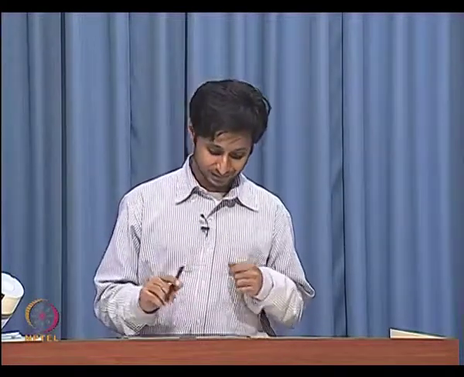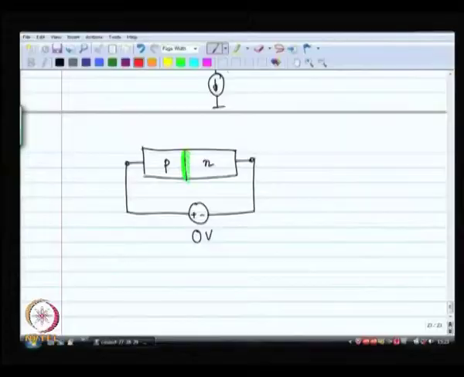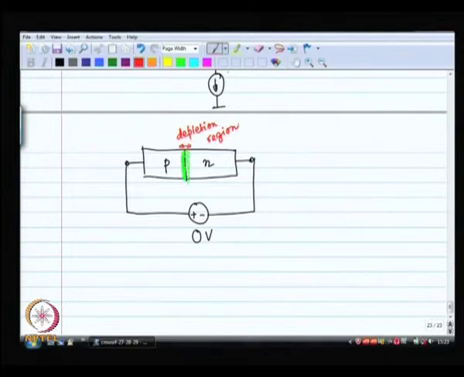Okay? And this happens along the junction, and what you are going to find is that along the junction there is some region where there are no free carriers. This is called the depletion region. All right. So, this happens even without applying any voltage. So, you have formed a depletion region.